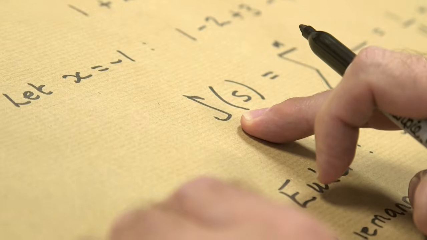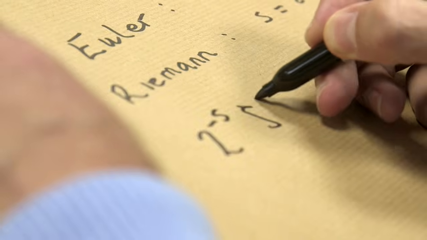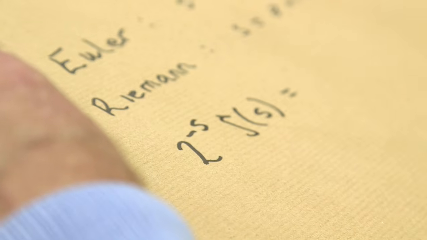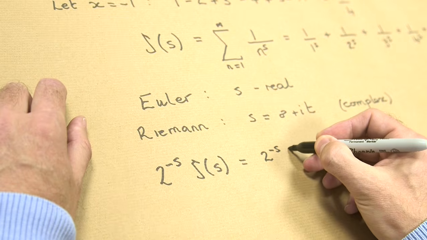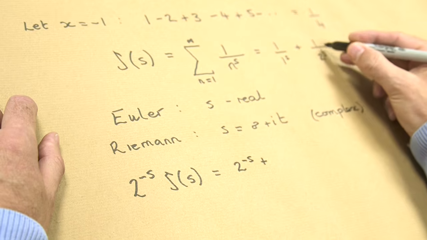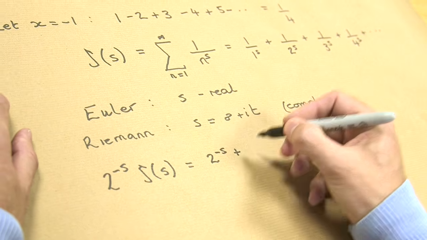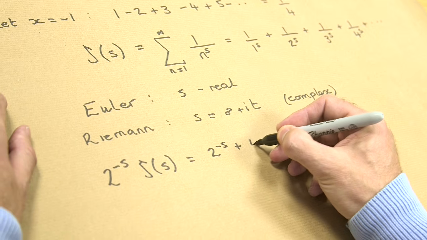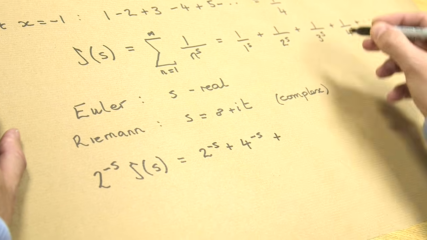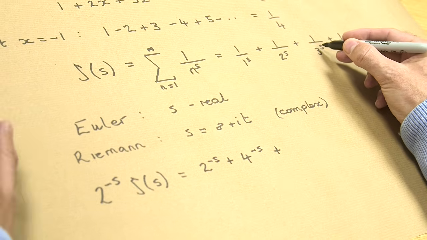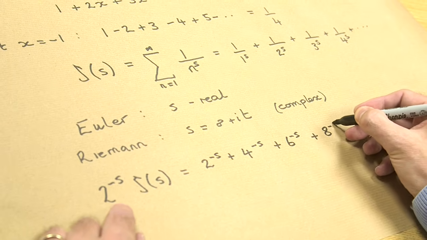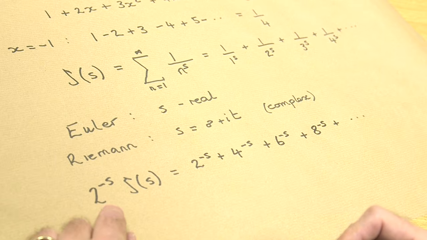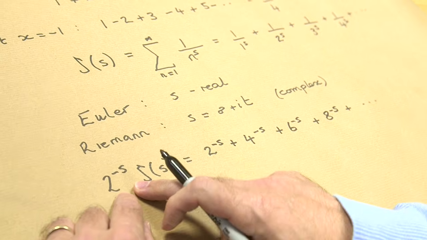What Euler now did, he multiplies this by 2 to the minus s times zeta of s. So what is that? This is just 2 to the minus s, since another way of writing 1 over 2 to the s is 2 to the minus s, plus 4 to the minus s, plus 3 to the minus s times 2 to the minus s gives me 6 to the minus s, plus 8 to the minus s, and so on all the way up. So he just multiplied this zeta by this.